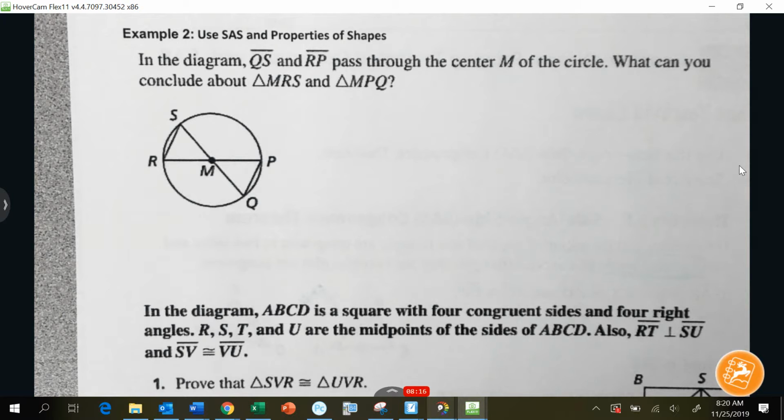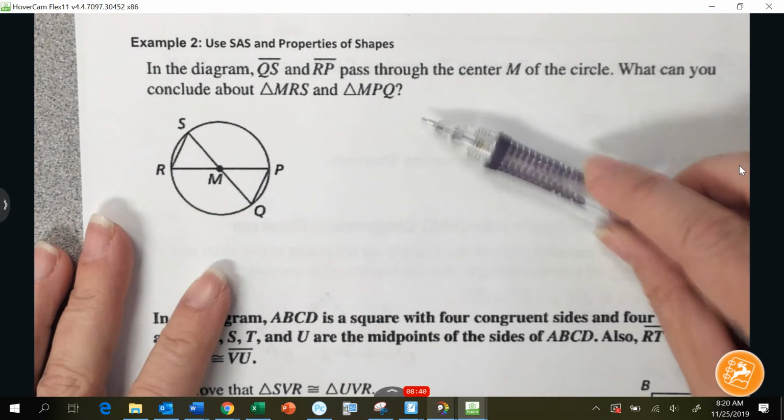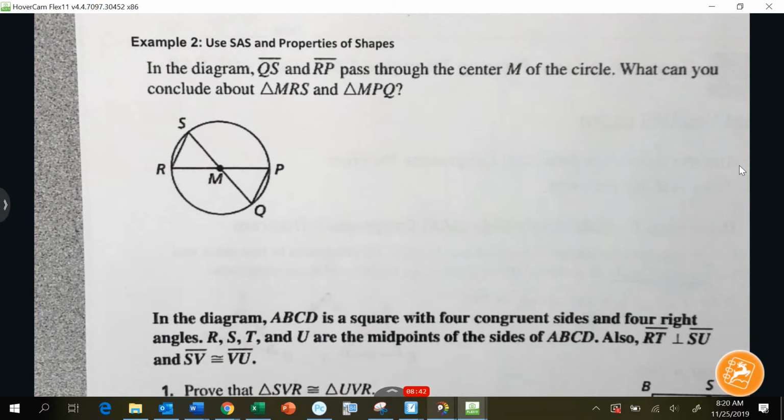In the diagram, QS and RP pass through the center M of the circle. What can you conclude about triangle MRS and triangle MPQ? All right, I want you to brainstorm for a second. I want you to start thinking about anything that you would know is congruent by the information that's given here.